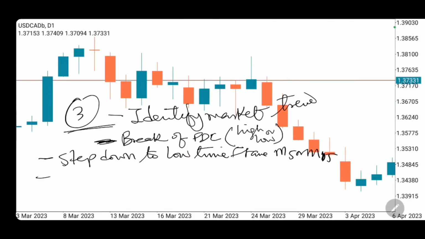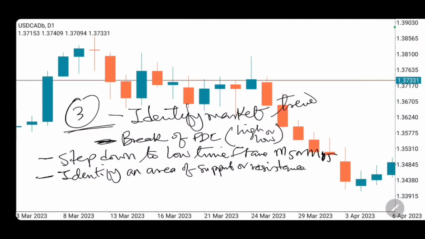So when you step down, you are actually stepping down in order to identify an area of support or resistance. You are identifying an area of support or resistance on your lower time frame, which could be 15 minutes or 5 minutes.